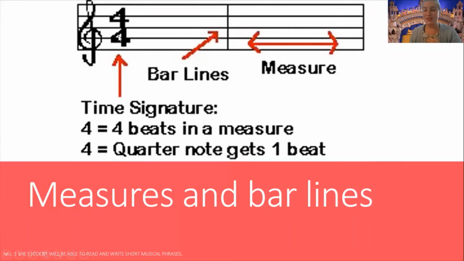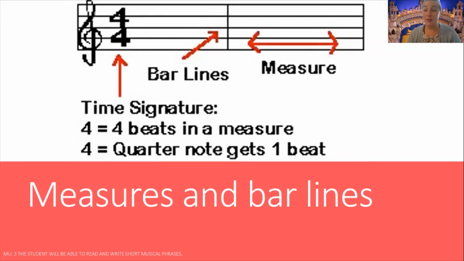And so the time signature tells us how many beats in a measure and what kind of note gets the beat. So the top tells us how many beats in a measure. So this one has a 4 on the top, so there will be 4 beats in a measure. And the bottom 4 tells me what kind of note gets the beat. So 4 means quarter. So 4 quarter notes in a measure. And this is what we call common time. This is the most common time signature that you will see.